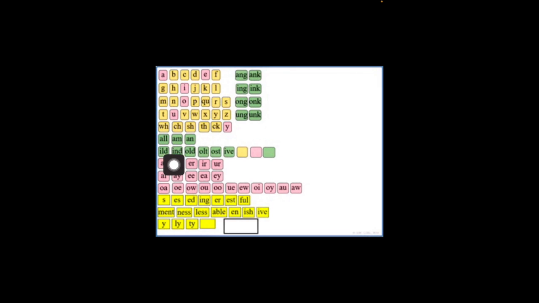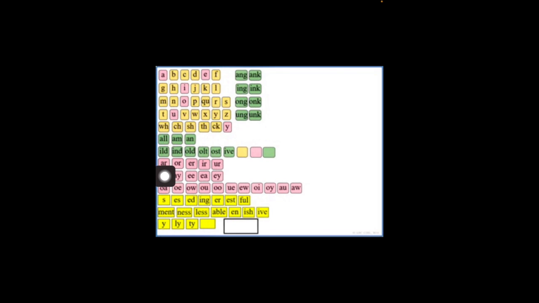Ild, eind, old, olt, oast, iv, ang, ing, ong, ung, ank, ink, onk, unk.